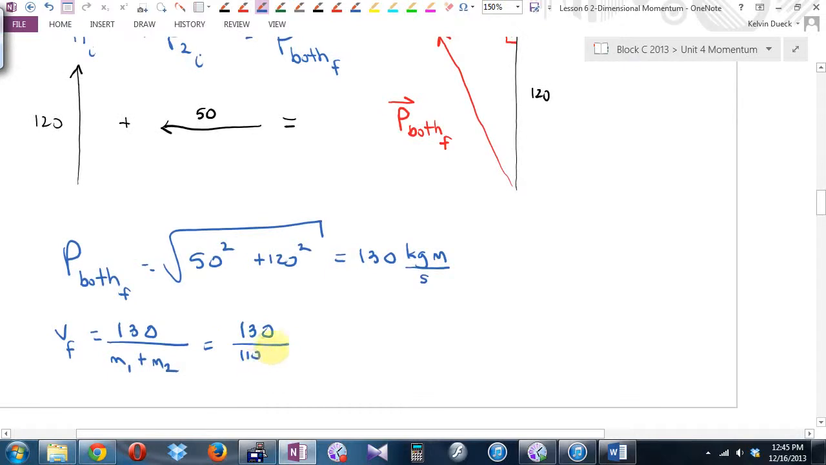You can use a calculator for this one too if you want to, Michael. What is 130 divided by 110? 1.2 even? Give it to me to 3 sig figs. So 1.18?